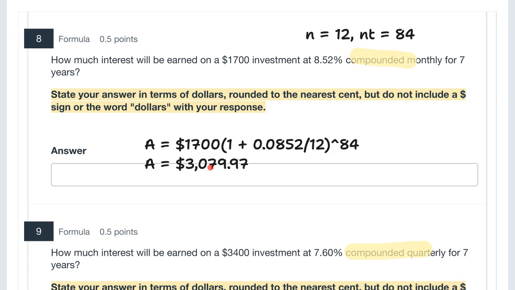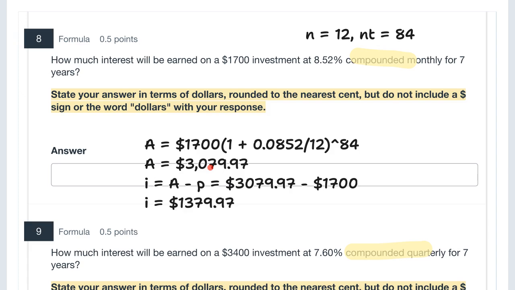The question did not ask for the future value. The question asked for the interest. So the interest I is that future value minus the original principal, which in this case is 3079.97 minus the original 1700. In my calculator, I have the 3079.97. All I'm going to do is hit minus 1700. And that is 1379.97.